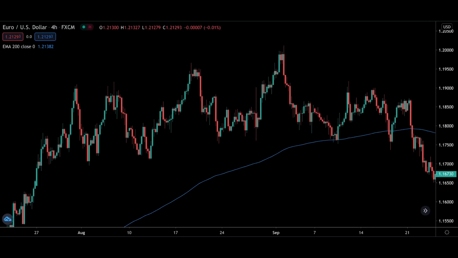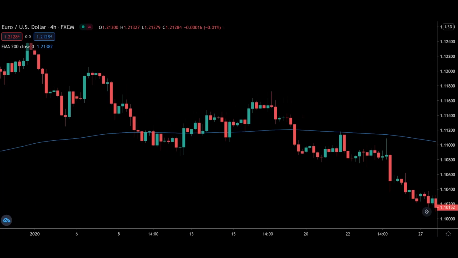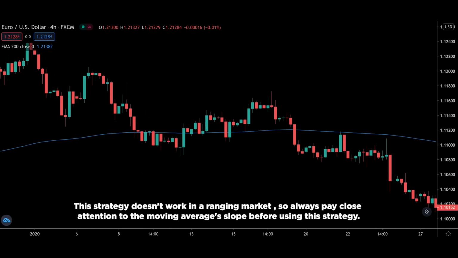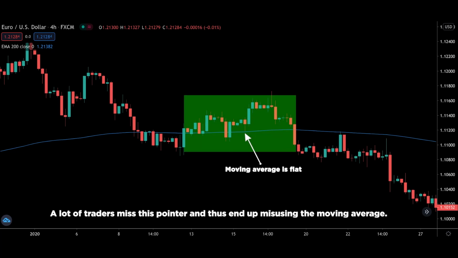Now, a word of caution before I go into the strategy. These two strategies are pullback strategies, which means that the market has to be trending and the moving average has to be sloping up or down. This strategy doesn't work in a ranging market. So always pay close attention to the moving average slope before using this strategy. A lot of traders miss this pointer here and thus end up misusing the moving average. So as I go through the two strategies, I will keep reiterating this pointer so that it sticks in your mind.